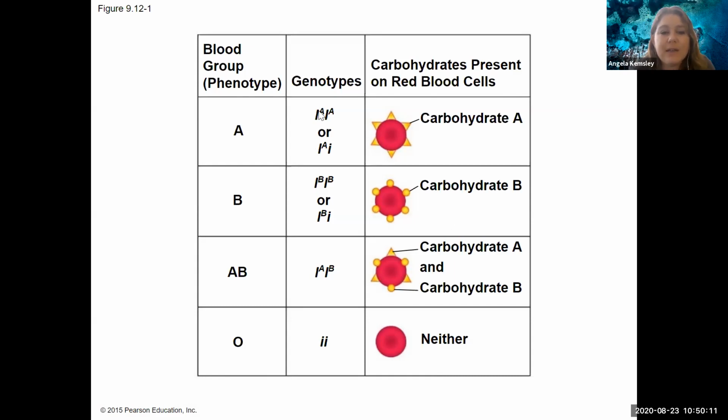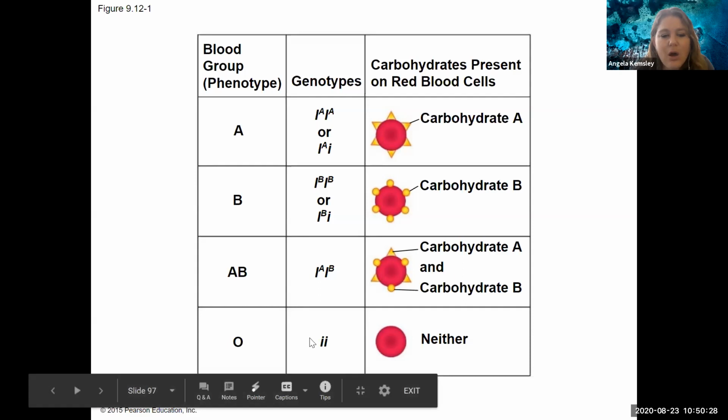So we have big I with either the superscript A or the superscript B, so big I A or big I B is either A or B. The big I just represents that it's co-dominant. And then O is expressed by a little i to show that it's recessive. So basically little i is the same thing as O. I^A is A, I^B is B.